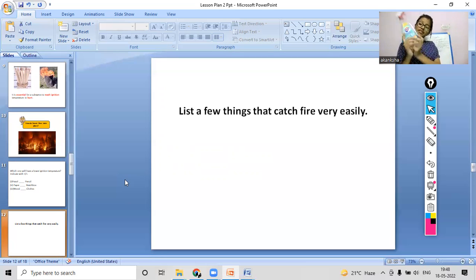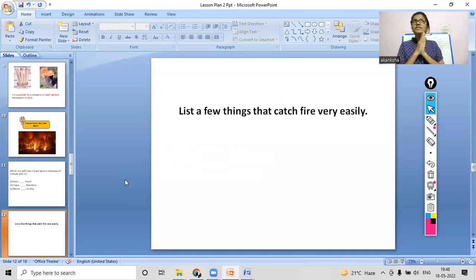So will the sanitizer catch fire easily? Yes, it will catch fire easily. Why? Because it has some alcohol content in it. And we all know alcohol catches fire very easily. It is a very combustible substance, right? So yes, this was all about it.